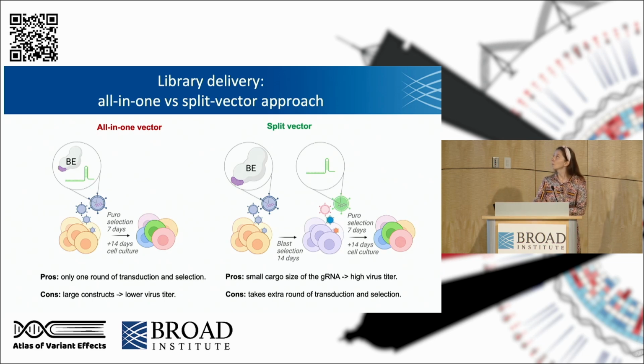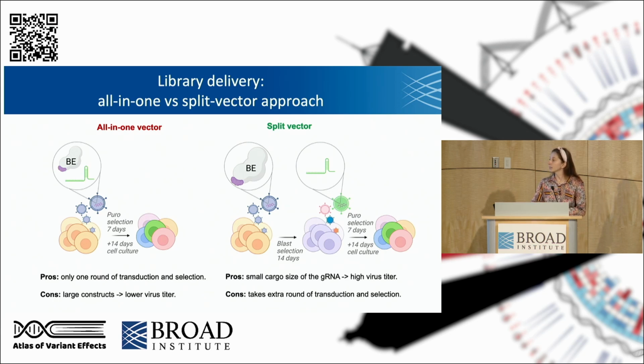There are two main types of library delivery approaches which we employ, and they are based on the type of library backbone used for the library cloning. There is an approach called the all-in-one vector. Here the base editor would be simultaneously co-delivered with the library of the guide RNAs. The second approach is a split vector approach, where we first establish the cell lines expressing the base editors, and afterwards these cell lines are transduced with a library of the guide RNAs.